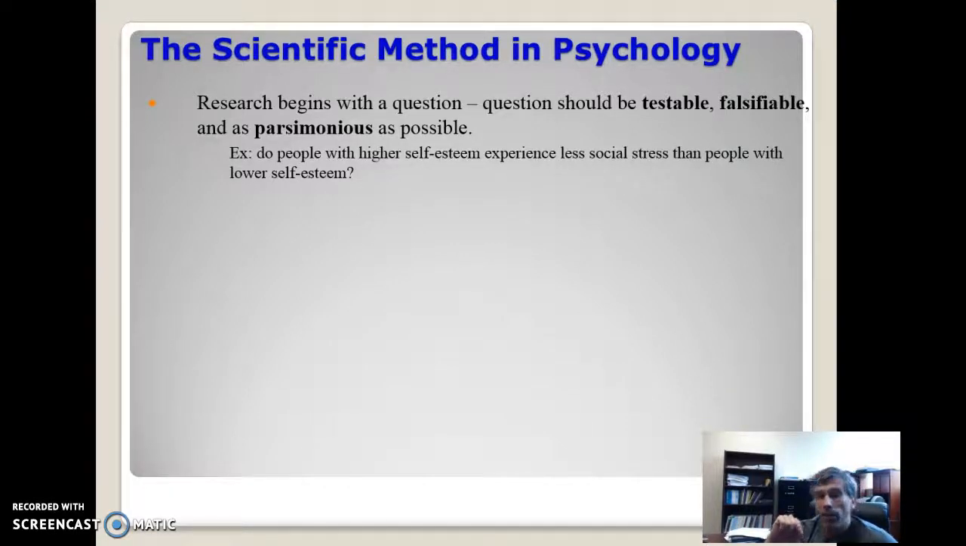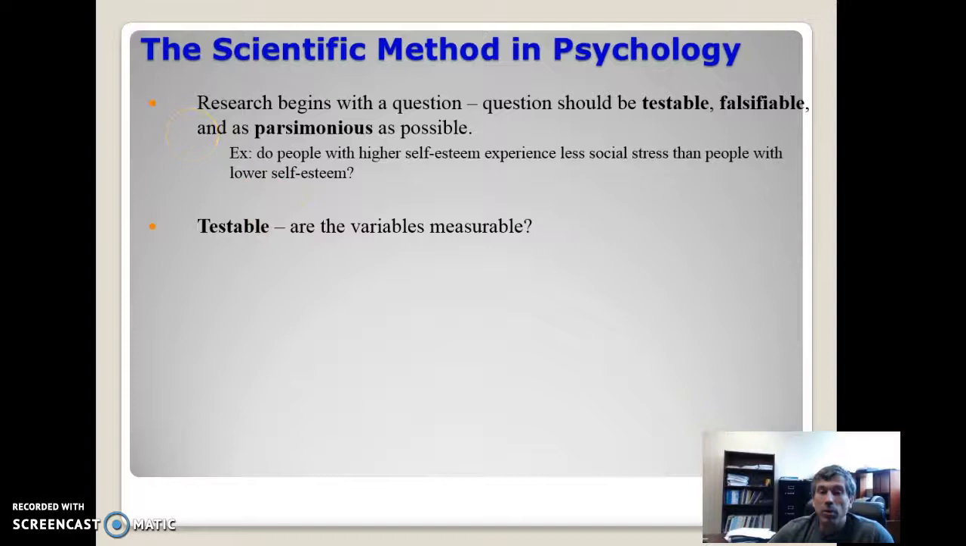So, for example, let's say that I was interested in the relationship between self-esteem and social stress. And I said, I think people with higher self-esteem experience less social stress than people with lower self-esteem. That's my question. I want to turn that into something I can actually assess. First, we'll see if it meets these criteria.